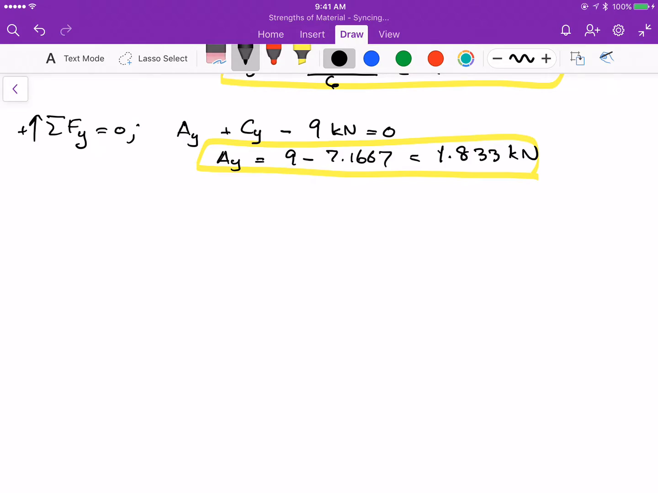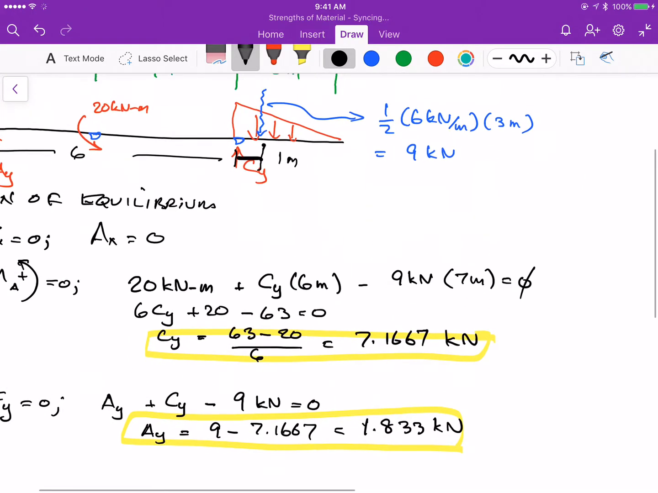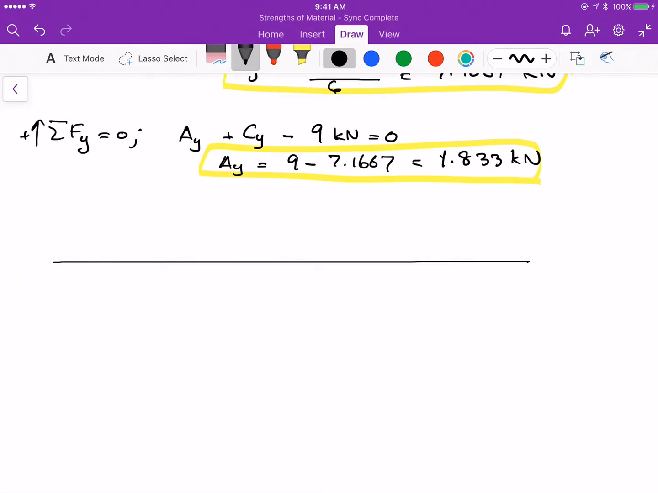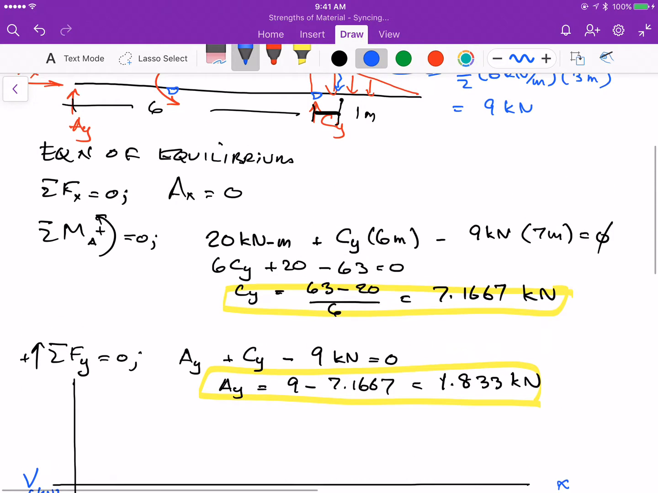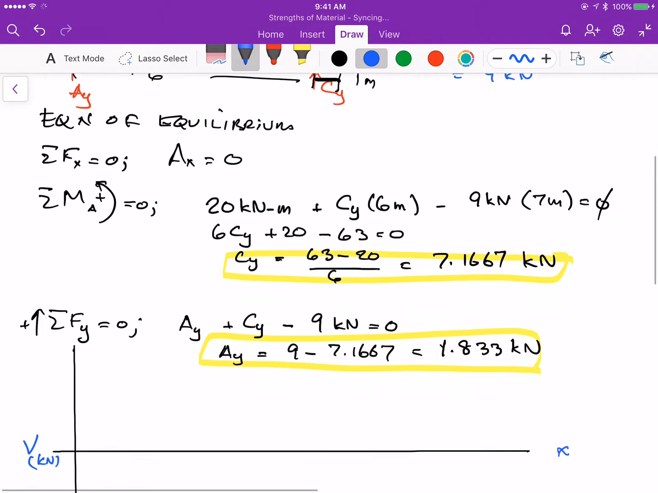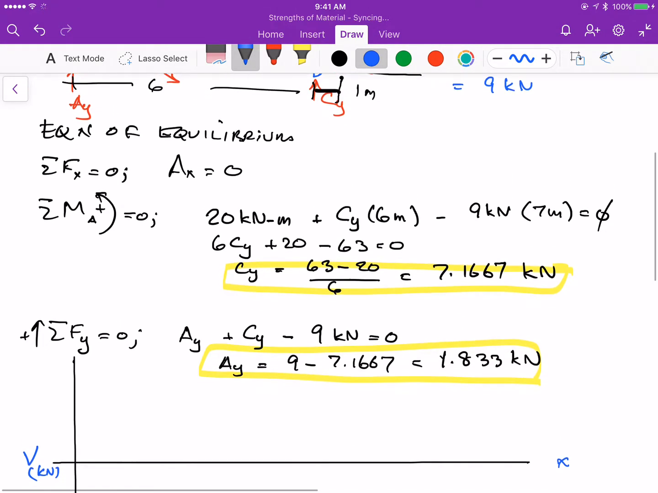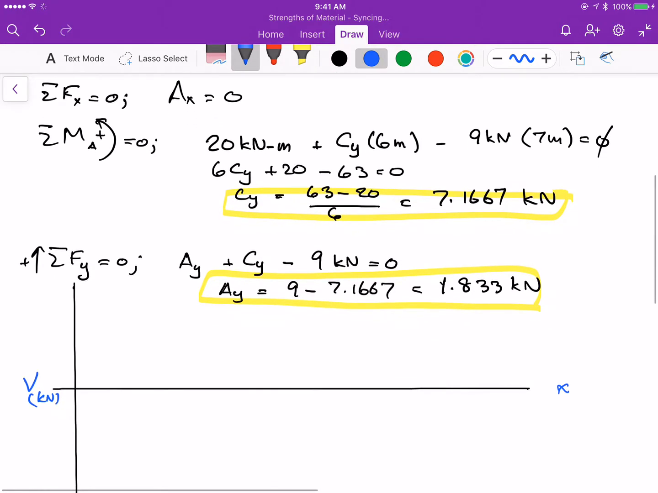I'm going to draw a nice line here. Okay, and this is going to be shear. My shear is in kilonewton, and this is actually the x-axis. We're moving from the left to the right, so I'm going to indicate again all the points. So I have my B.